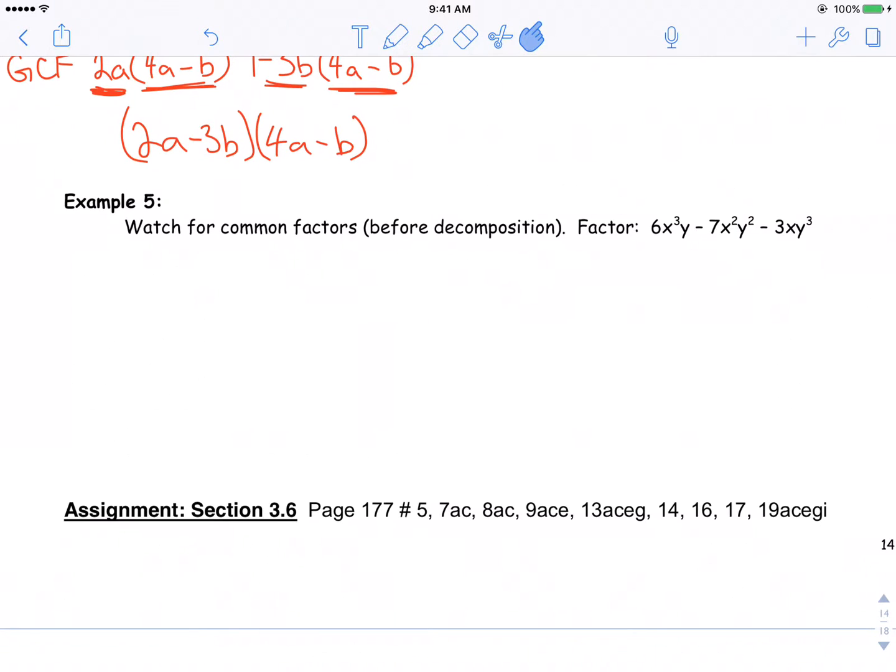Example number 5. Watch for common factors before decomposition. Factor 6x cubed y minus 7x squared y squared minus 3xy cubed. So, gave you a nice little hint. Watch for common factors, okay?